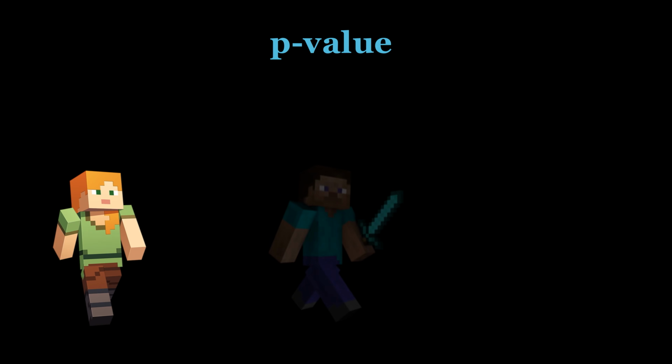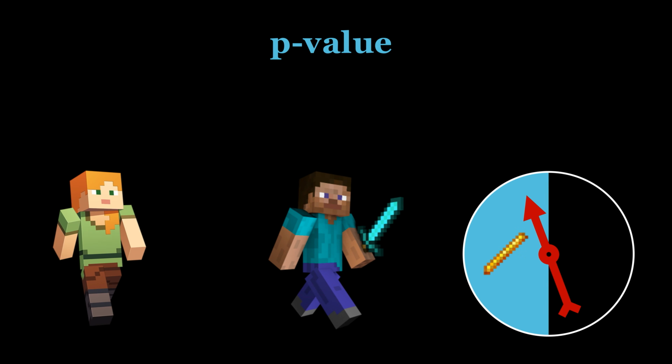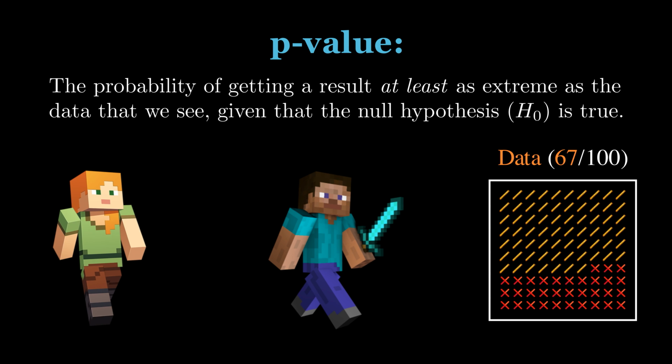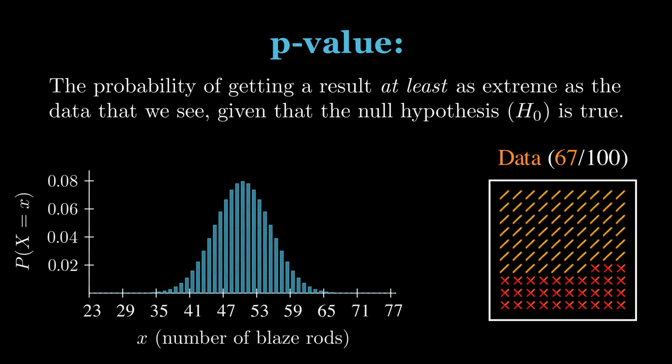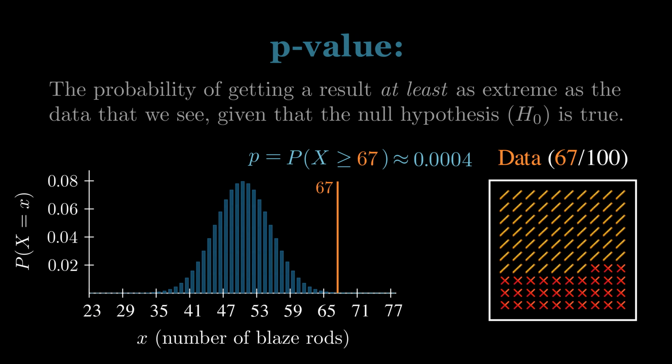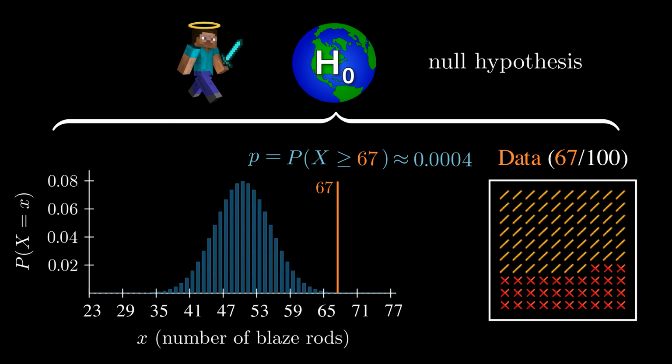In the last video, I showed you how to calculate a p-value using the example scenario of watching your friend collect blaze rods. We saw that the p-value was defined as the probability of getting a result at least as extreme as the one we observed, given that the null hypothesis is true. Since our friend collected 67 out of 100 blaze rods, this corresponded to the probability of killing 100 blazes and collecting at least 67 blaze rods, assuming our friend wasn't cheating.